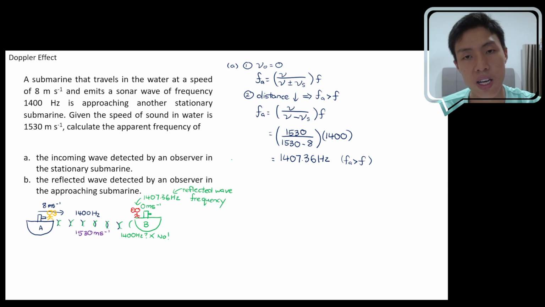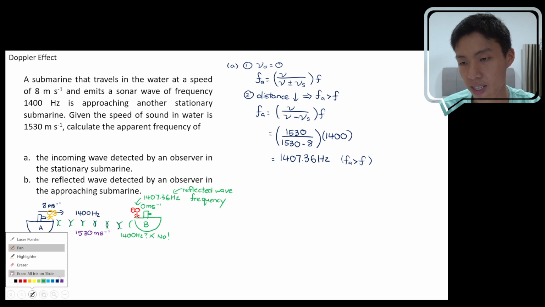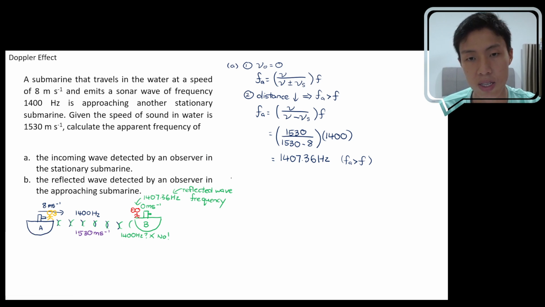1407.36. Okay, if we are clear with that, now we'll repeat the same steps to determine the apparent frequency once again.